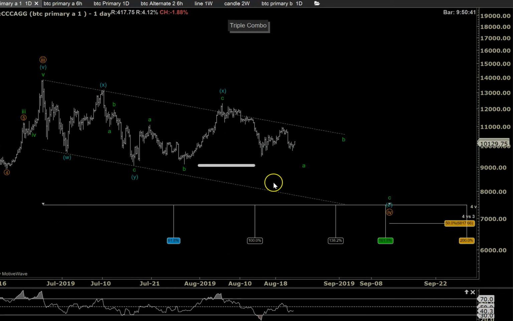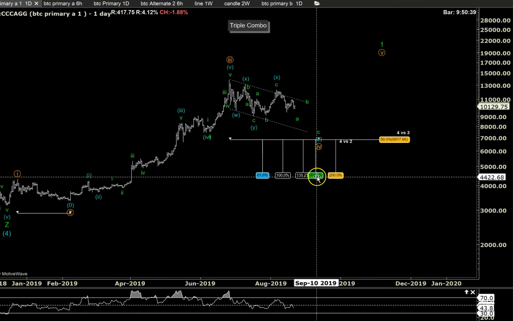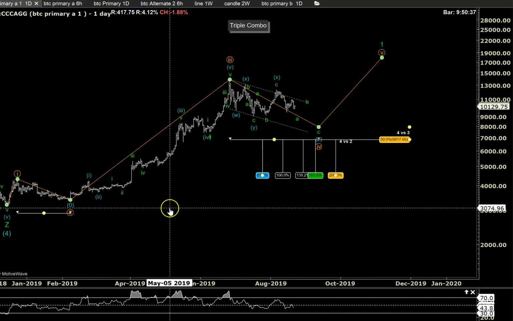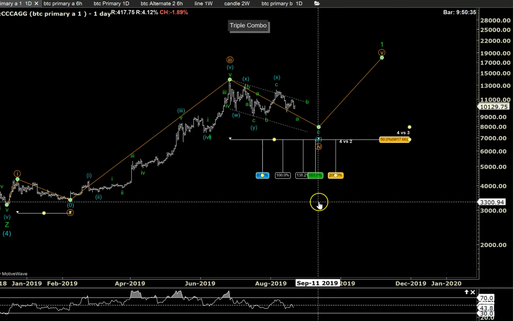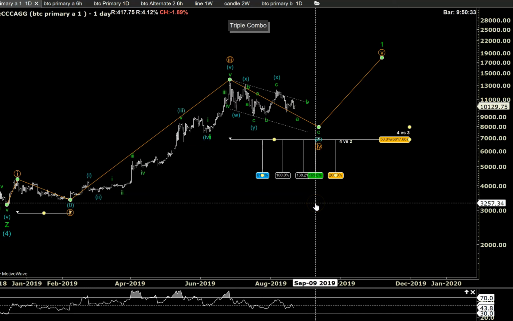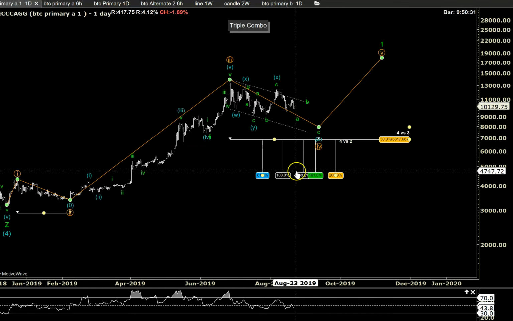And again, on this one, for example, if it's a wave 4 compared with wave 2, there is a 161.8 relationship between these 2 waves.